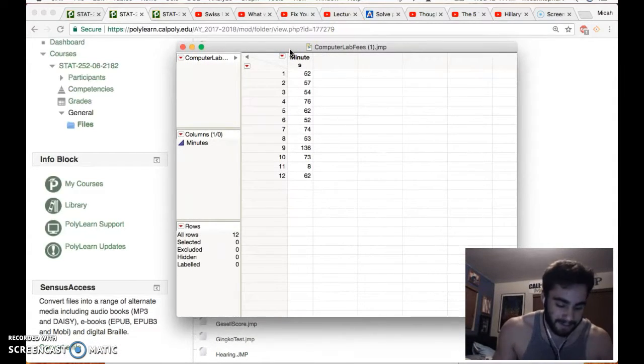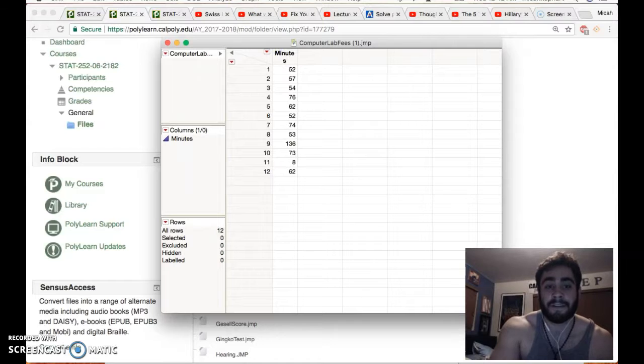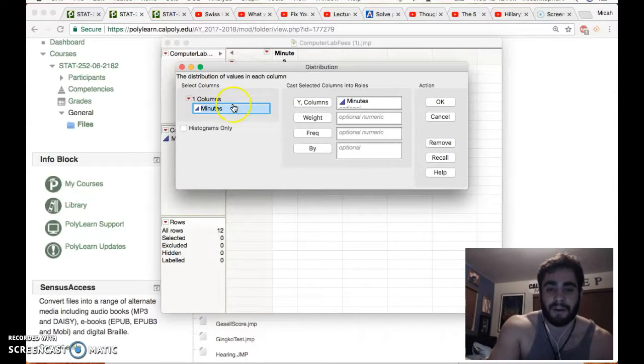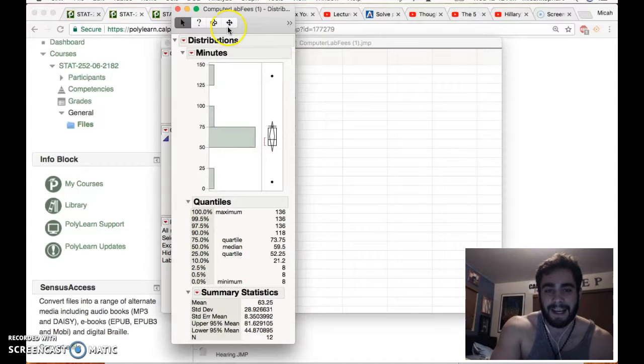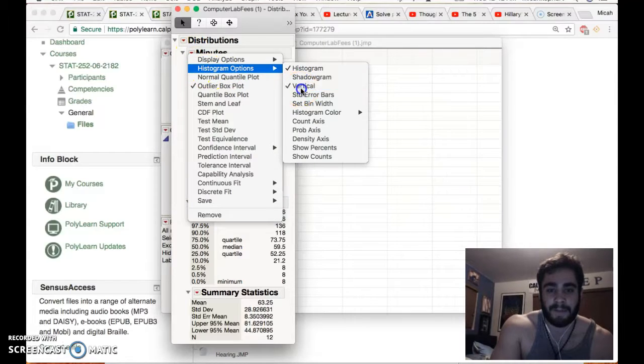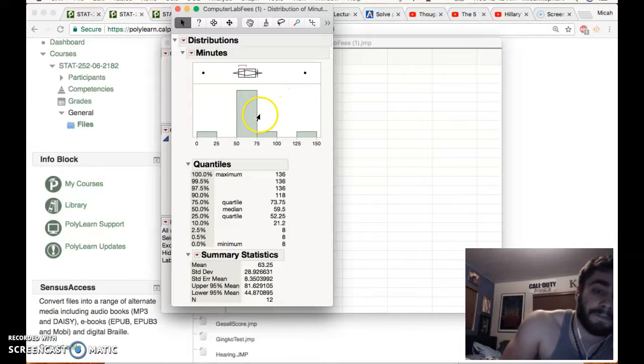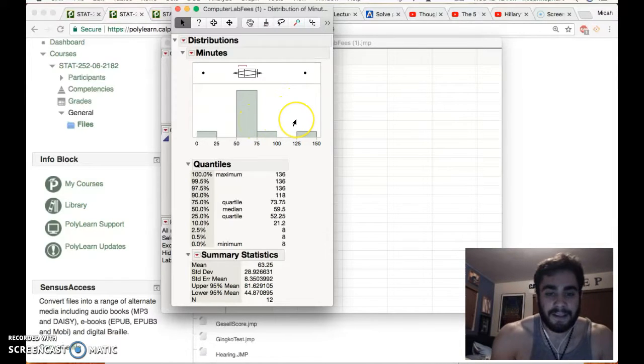The problem is asking us in the first part to check any outliers that we might have. To do that, we're going to go into Analyze, Distribution, and we're going to put our minutes into our Y column. We're going to hit OK, and we're going to get this histogram. We're going to make it horizontal just so it's easier to read. And as we can see by looking at our histogram, we have these outliers right here.